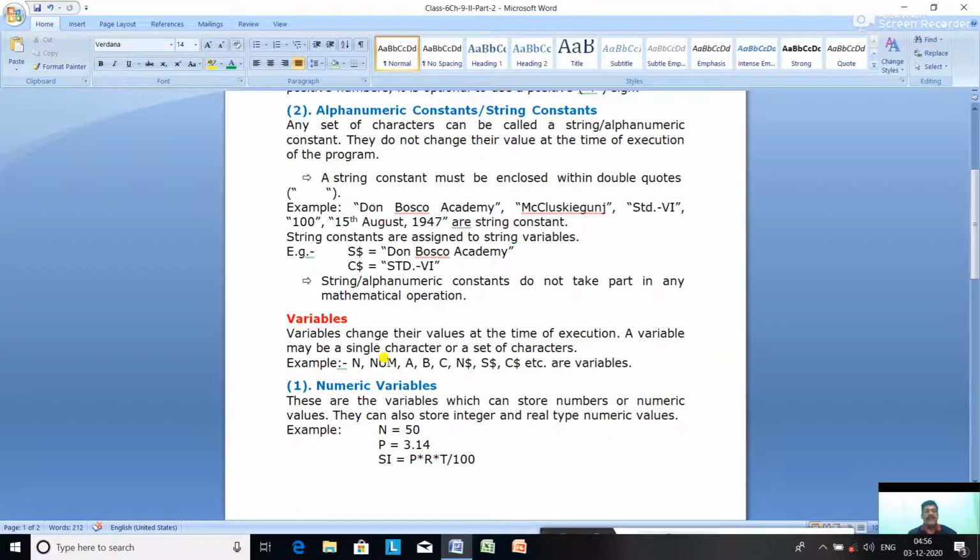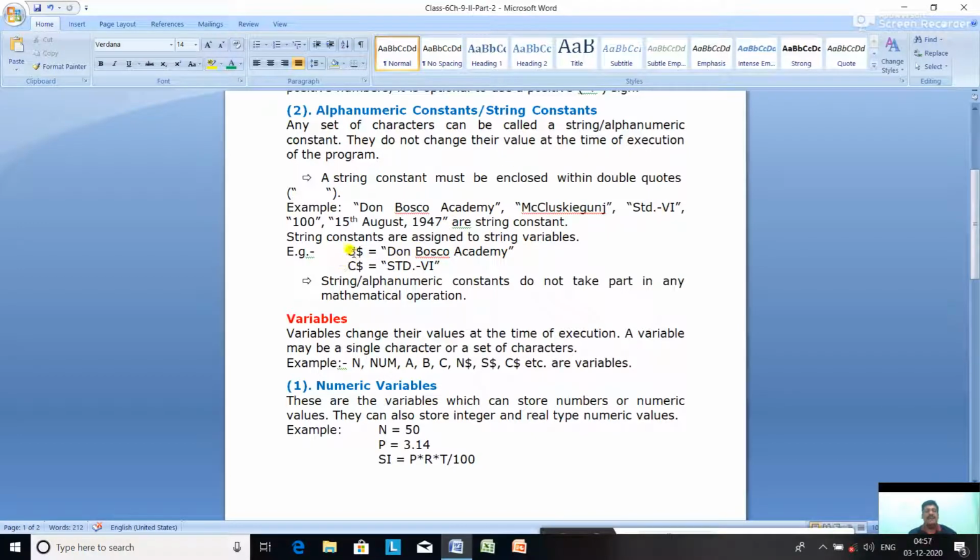So variables change their values at the time of execution. A variable may be a single character or a set of characters. Like n can have any value, 5, 10. num can have any value, a, b, c can have any value. So these n, num, a, b, c are examples of numeric variables, which can store only numbers. And n$, s$, c$ are examples of alphanumeric or string variables, and they can store only the alphanumeric or string constant that is within double quotes.